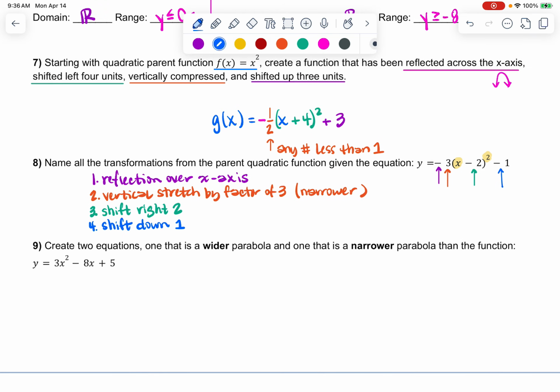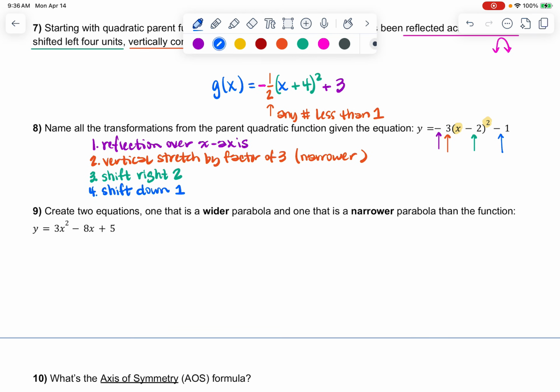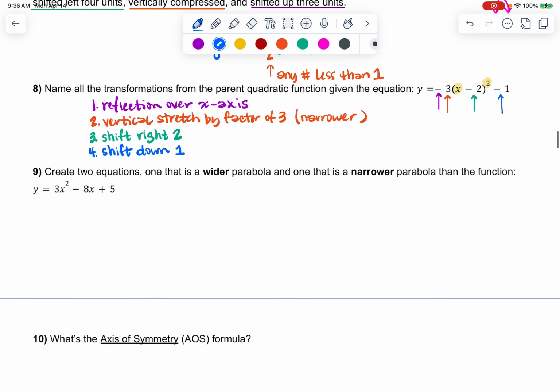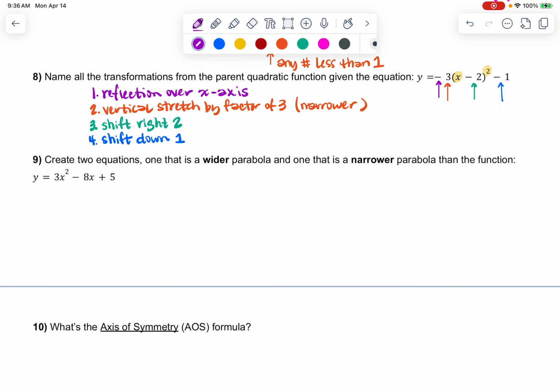All right, number 9, create 2 equations, one that's a wider parabola, and one that is narrower. Okay, so here we go. Let's do the wider parabola first. All right, so a wider parabola, I don't really care about anything else in this equation other than the A value, right? The A value is what determines whether we are narrower or wider, right? It doesn't matter if it's in vertex form or standard form. It's all about the A value.